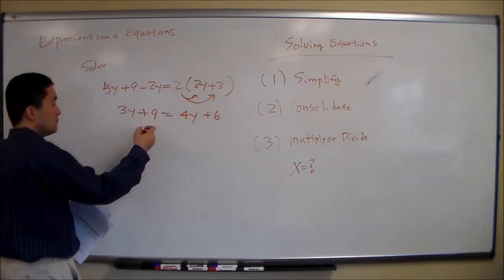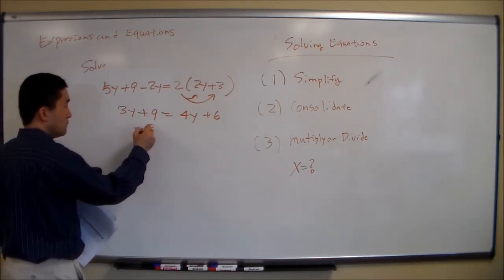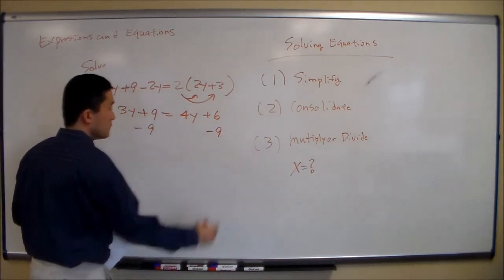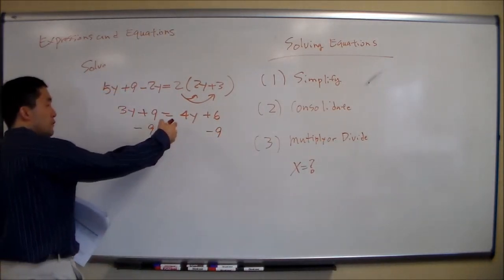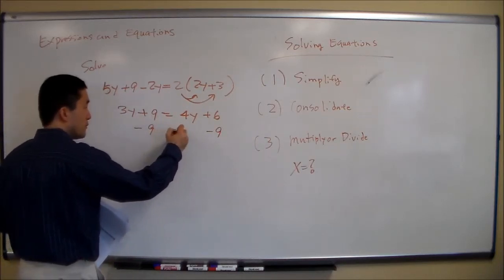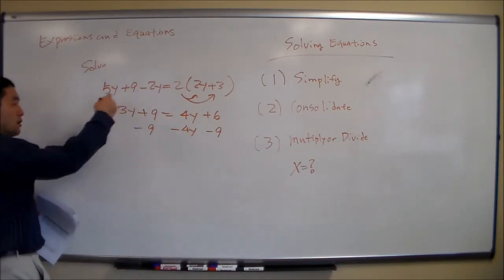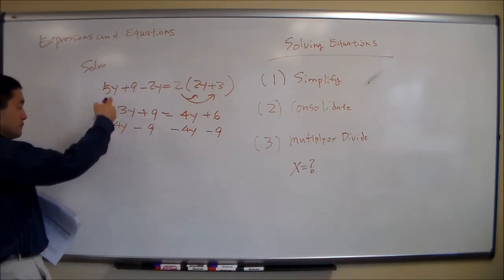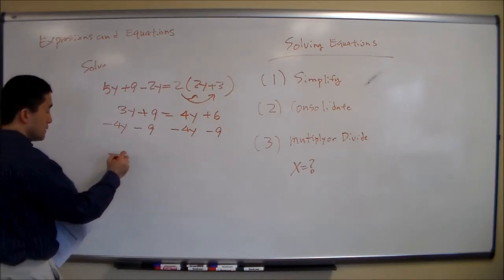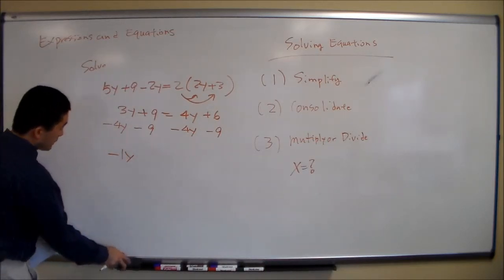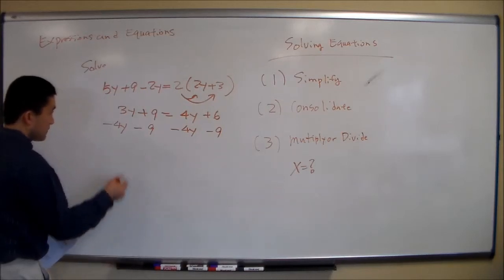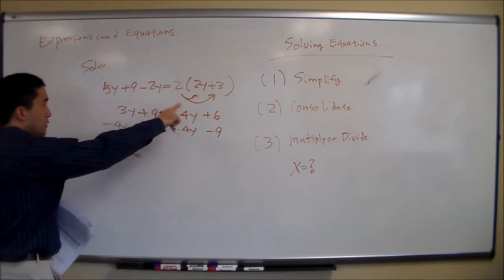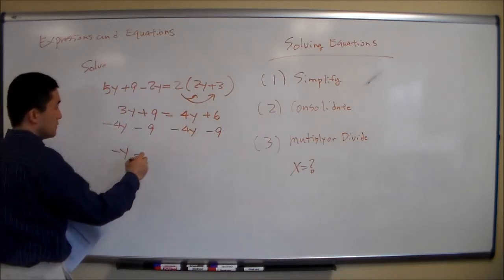So how do you get rid of the 9? Same as before, negative 9, minus 9. Golden rule, minus 9 here. How do you get rid of the 4y? Same thing, minus 4y. And golden rule, minus 4y. So 3 minus 4, that's negative 1. But we don't write the 1, so negative y equal to, they go away. 6 minus 9, that's negative 3.